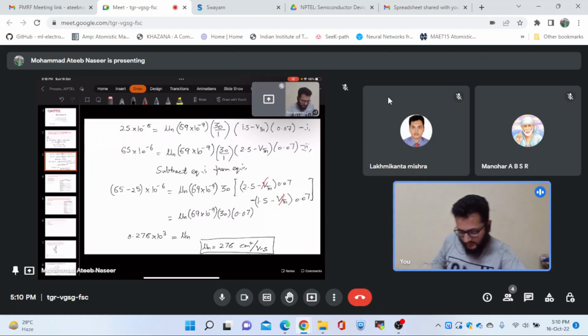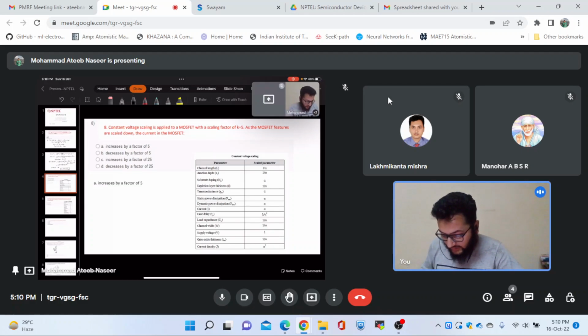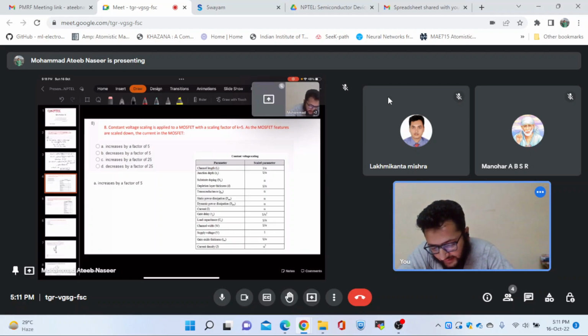So let's move towards another problem. It says that we have to use the constant voltage scaling for a MOSFET. This means that while scaling the device, we have to keep the voltage the same, and the scaling factor in that case is 5. And as the MOSFET features are scaled down, what will happen to the current? So we have a list of the parameters over here. I think I have taken it from some website.